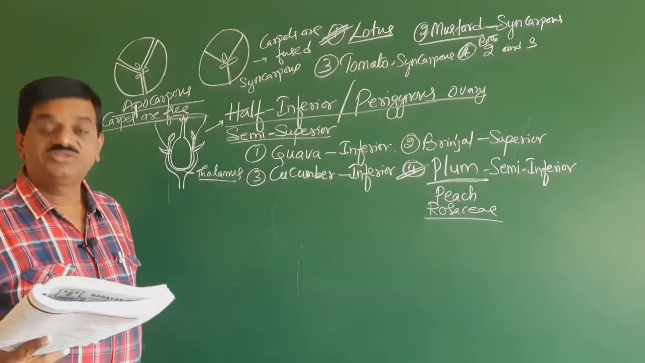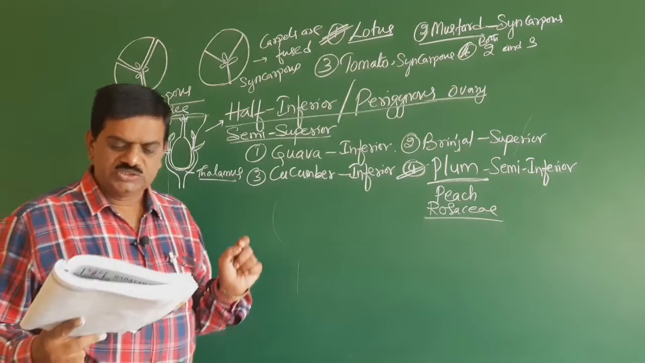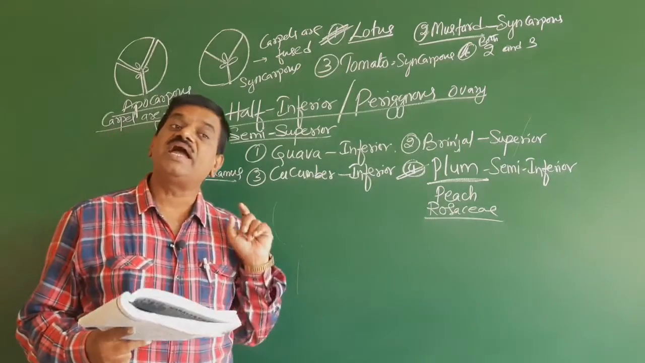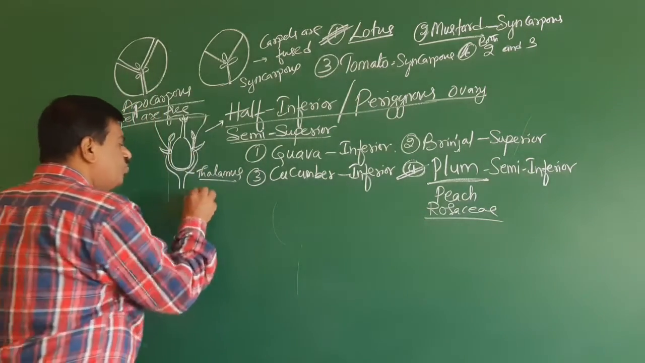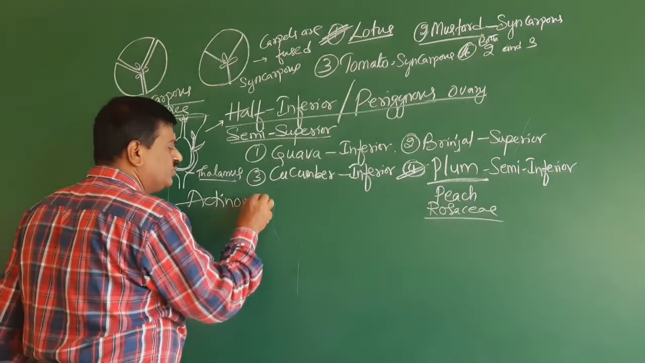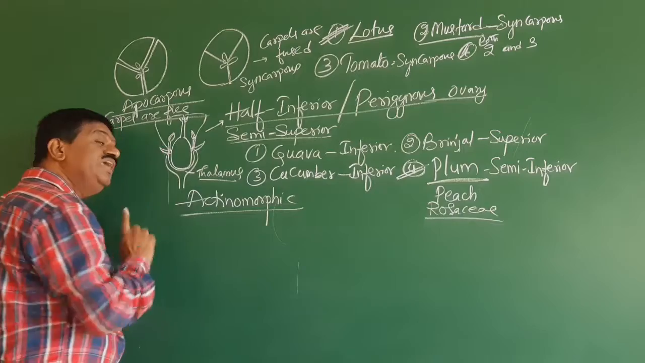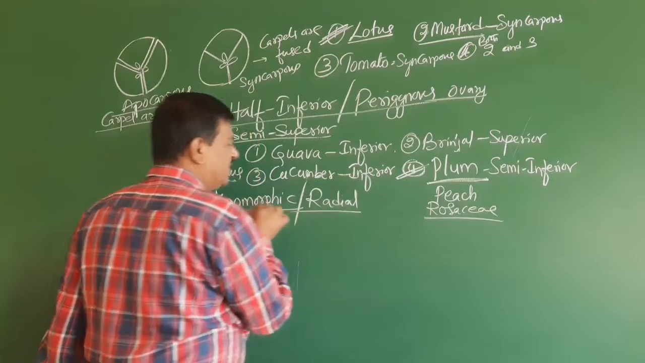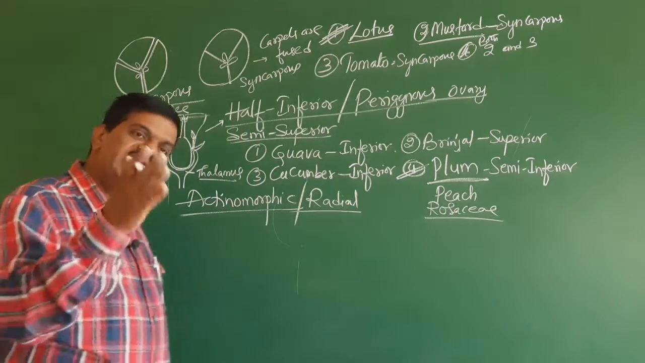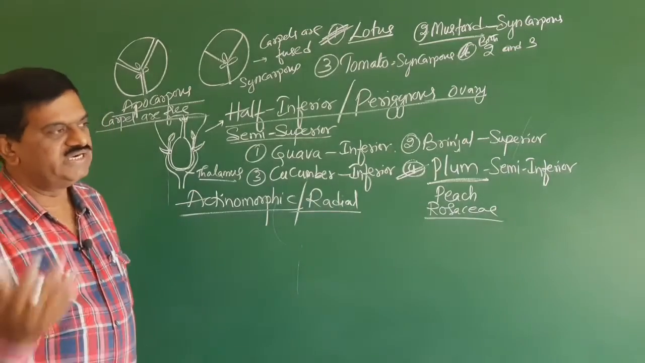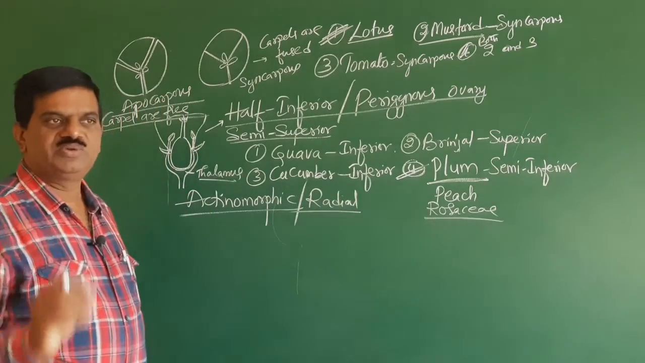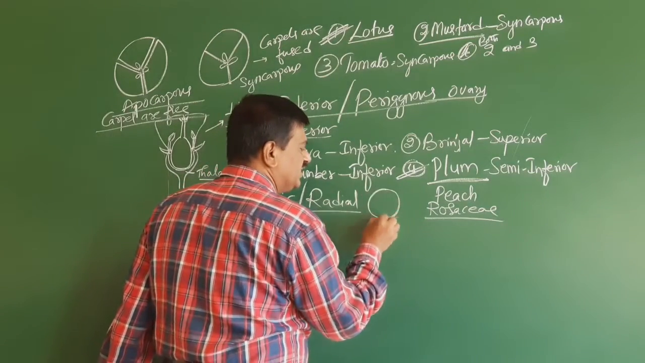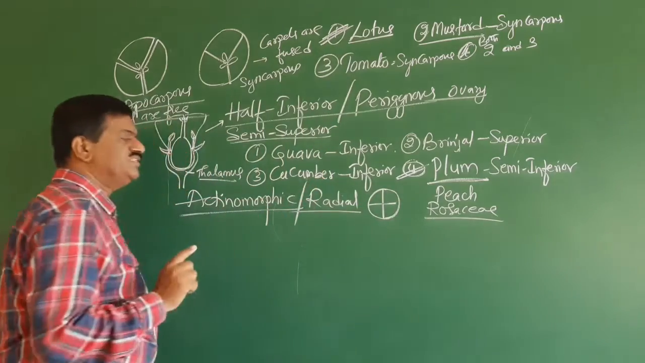So we go for the 30th question. Which one shows actinomorphic symmetry? Here the word actinomorphic means that when you take a flower and cut it into two equal halves, it gives two equal halves in any plane. Hence it is called actinomorphic, or radial symmetry. When you cut in any plane, it gives rise to two equal halves. It is represented by a circle with a plus. So this is called actinomorphic.